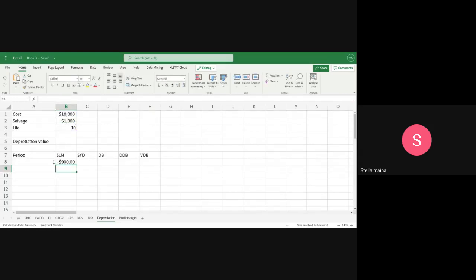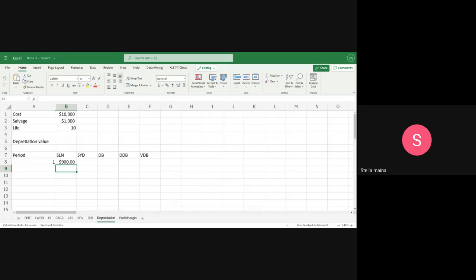That is 900 dollars. That's basically it. This can just be done by saying cost minus salvage value over the 10 years, and you're going to get 900. So over the period of 10 years, it's just going to be 900. Okay, so that is that.